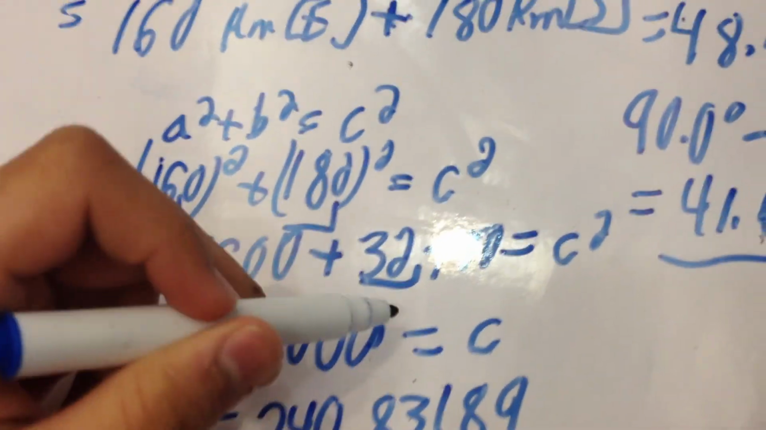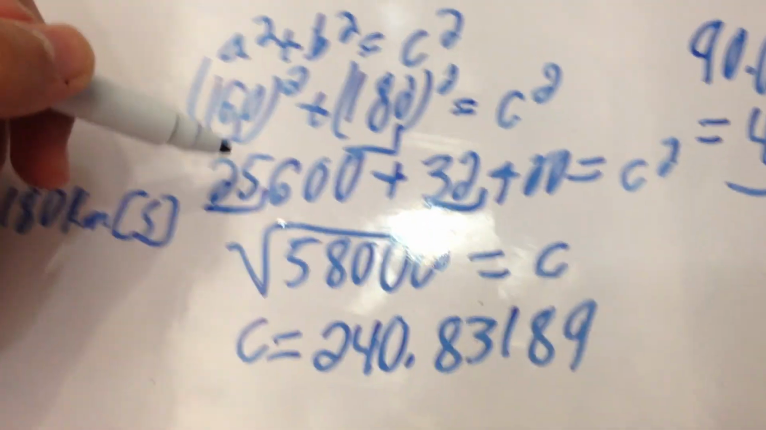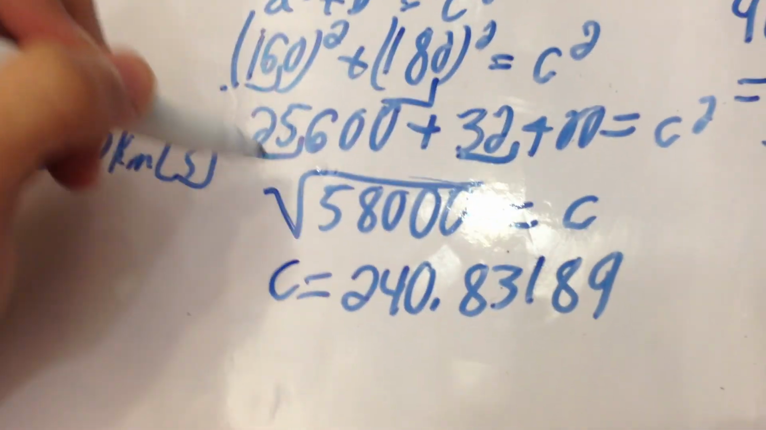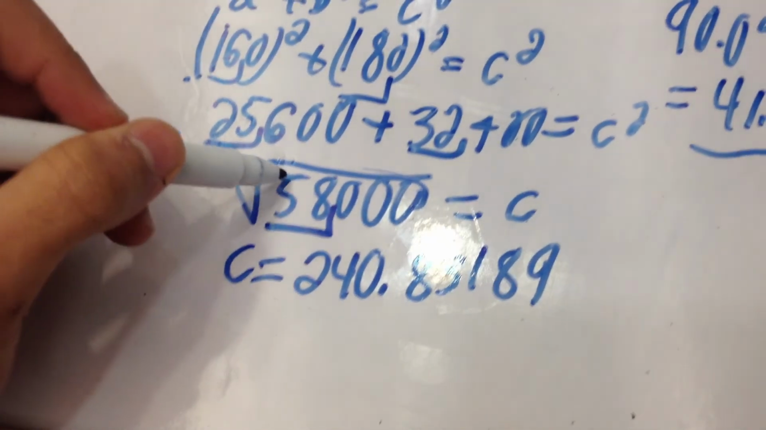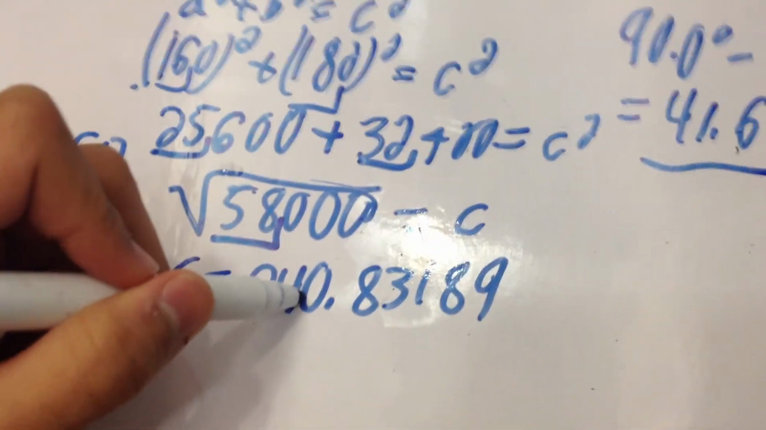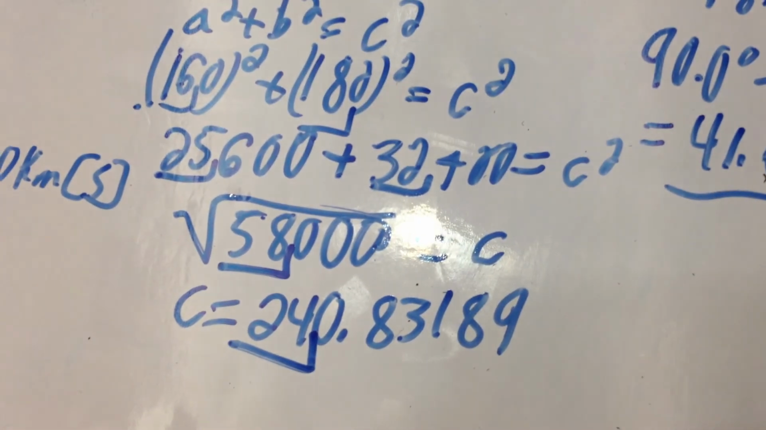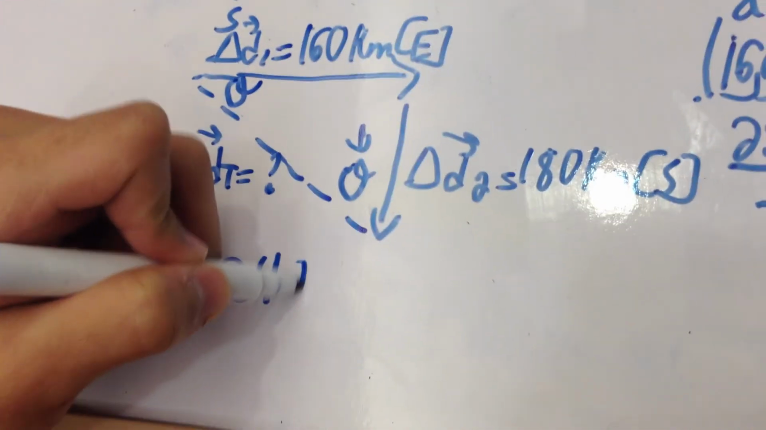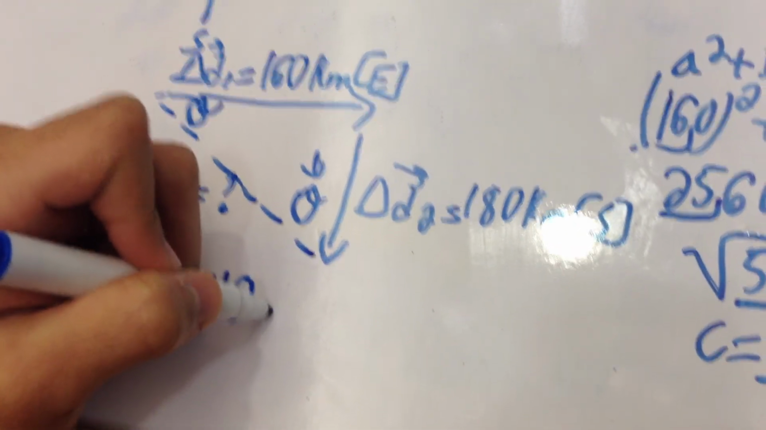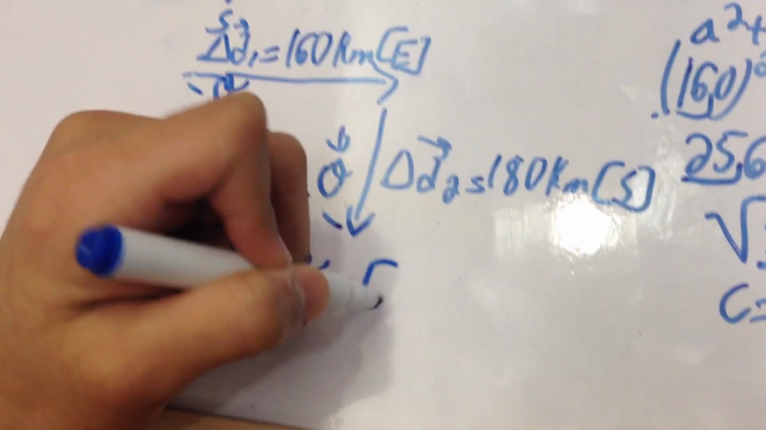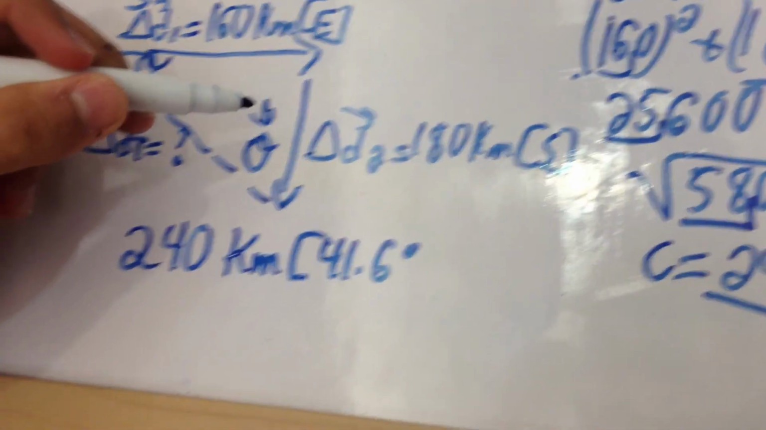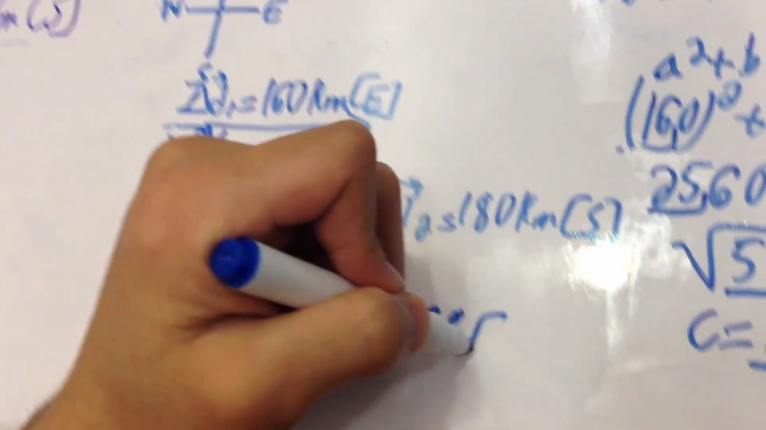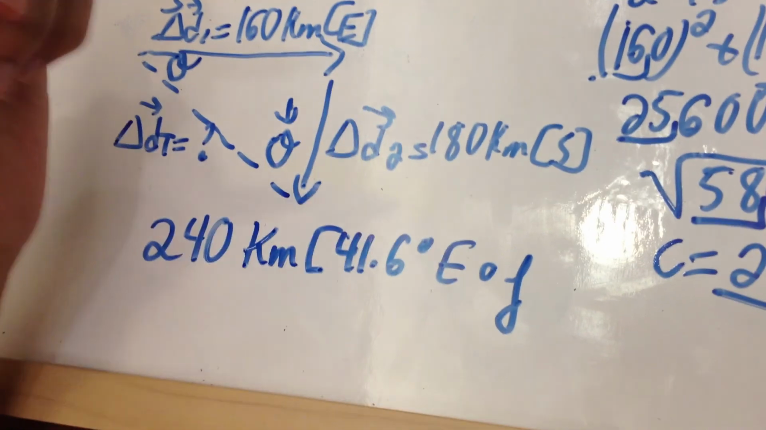When we add these two together, our lowest place value is in the thousand column. So that gives us 2 significant digits. And when we square root it, we'll still get 2 significant digits. That means we have to cap it right there. So our final answer is 240 kilometers, 41.6 degrees. Looking at this diagram, it's east of south.